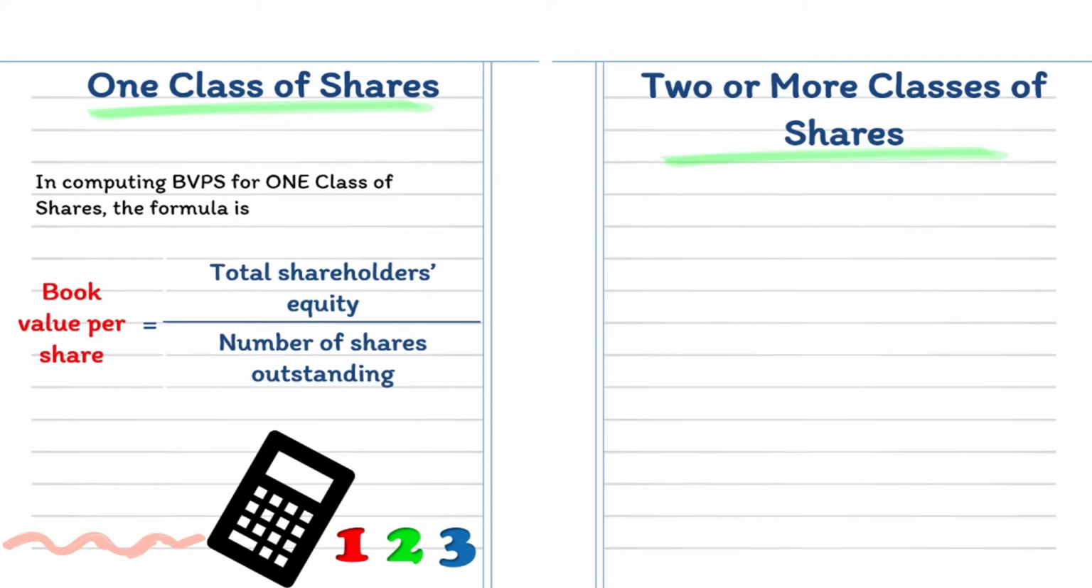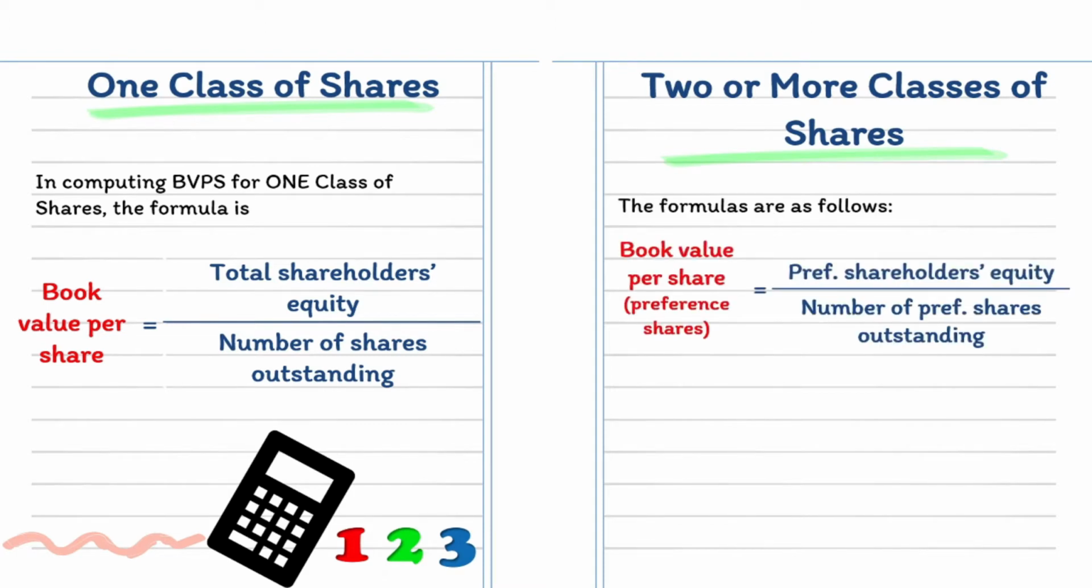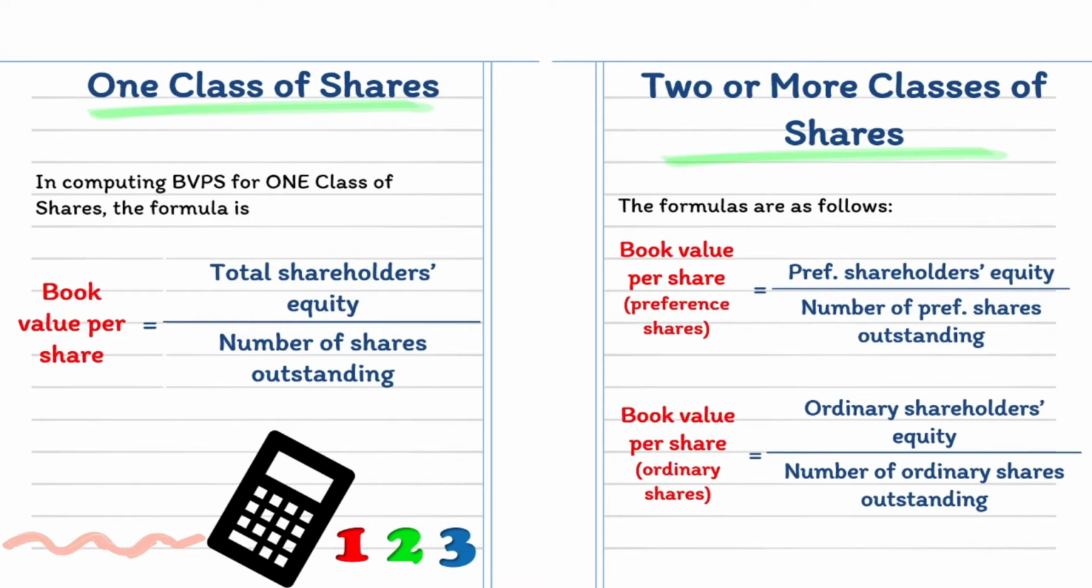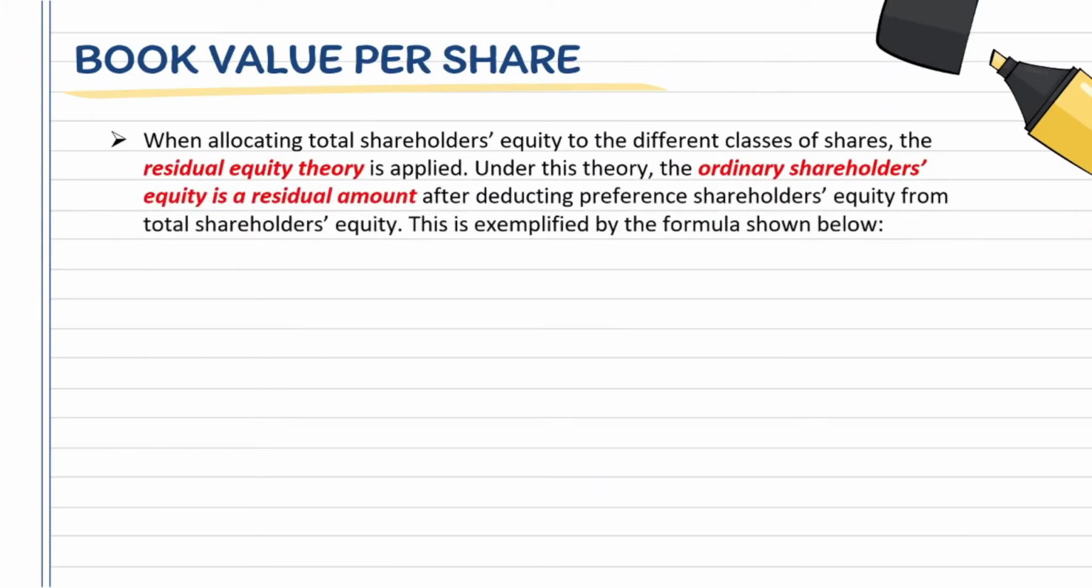So ang formula sa pag-compute ng BVPS pag may preference share ay BVPS is equal to preference shareholders' equity over number of preference shares outstanding. In computing BVPS naman for ordinary shares, the formula is BVPS is equal to ordinary shareholders' equity over the number of ordinary shares outstanding.